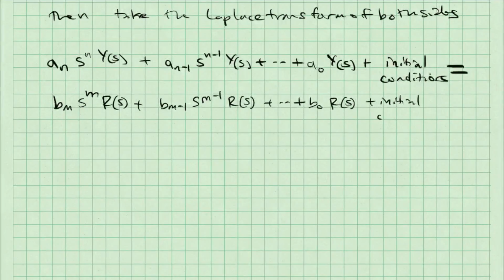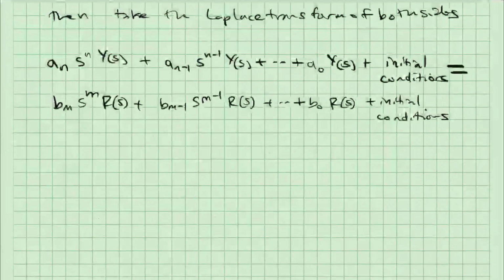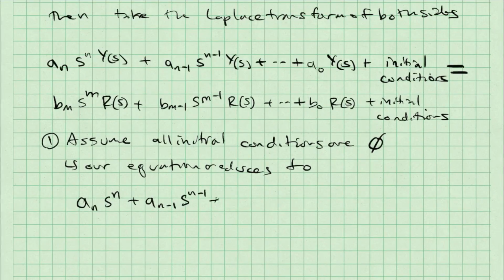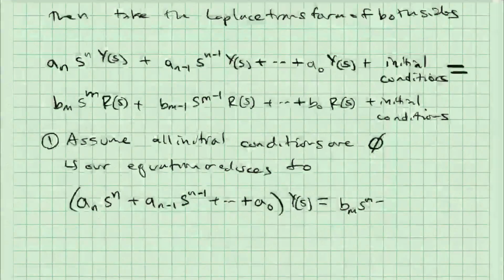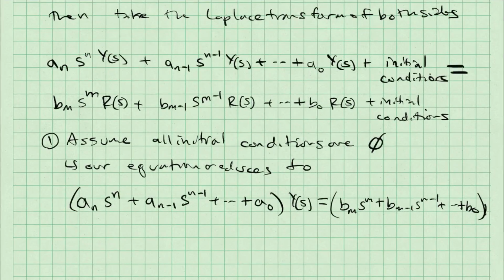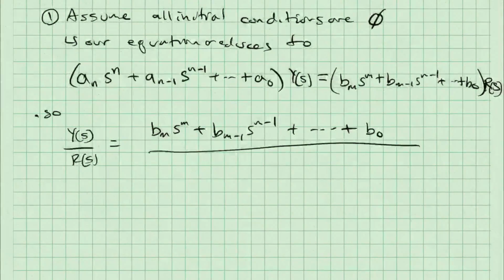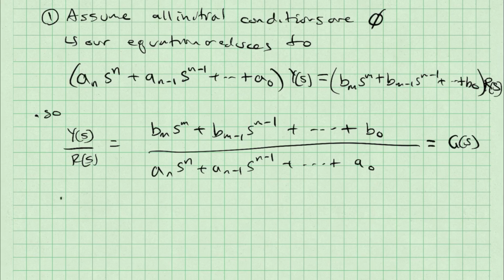In order to compute the transfer function, we'll assume that all of our initial conditions are 0. As a result, our equations reduce down to exclude those initial conditions, and I'll pull Y of s, the output, and R of s, the input, out. If I solve for the relationship between the input and the output, Y of s over R of s, I'm left with b sub m s to the m plus b sub m minus 1 s to the m minus 1 plus dot dot dot plus b naught in the numerator, and a sub n times s to the n plus a sub n minus 1 times s to the n minus 1 plus dot dot dot plus a naught. And this fraction represents what I call my transfer function. I'll call it G of s to be short.